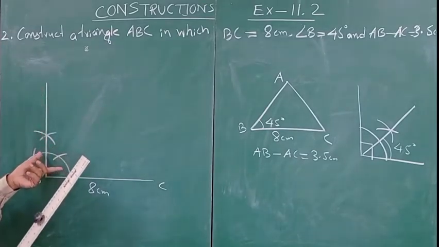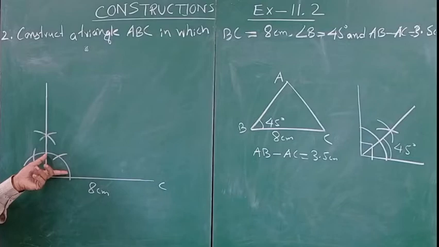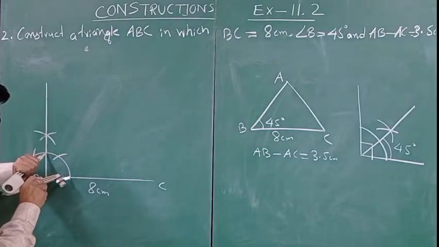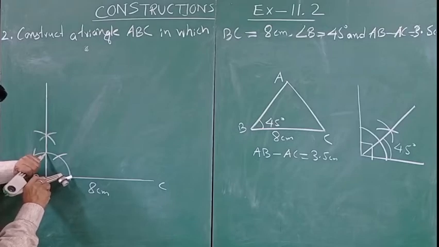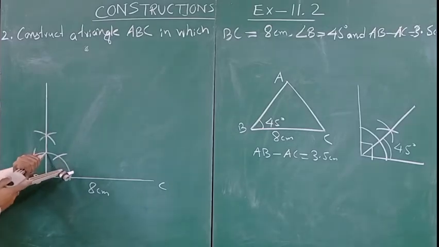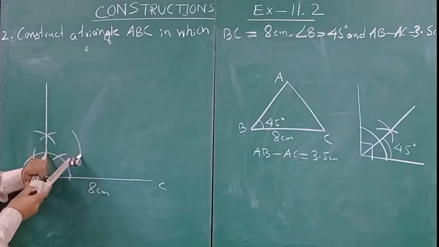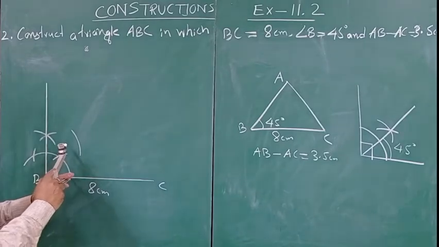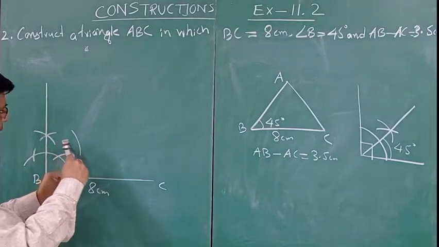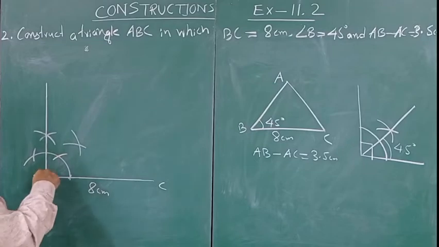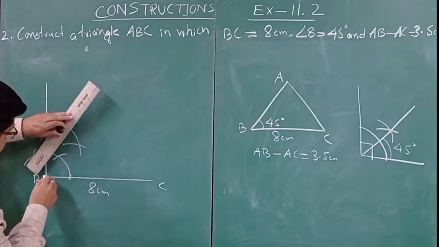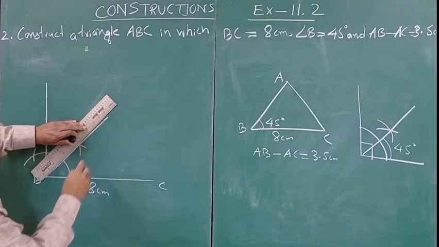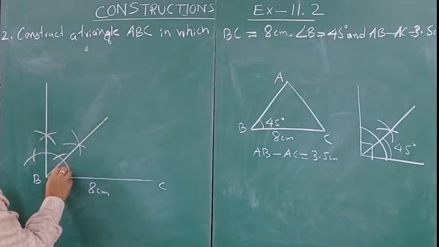Now we shall draw the bisector of it so that we can get 45 degree. Let us take this radius from here to here, this point. Now with this radius we draw another arc here. Now let us put the compass here with the same radius. Please don't alter it, otherwise the measurement will be disturbed. We draw an arc. Now this is 45 degree. Let us draw it. Okay, this is 45 degree.